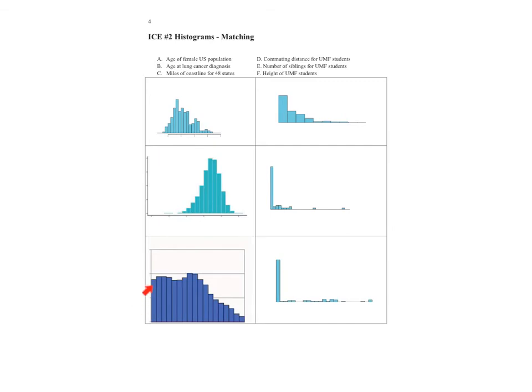Let's jump down here to this one on the bottom. We have a lot of babies, young people, and then kind of level across here. And then it tails off. There's only like a few people that make it to 100 years old. And this little bump right here is the baby boomers. So this is A, age of U.S. population of females.